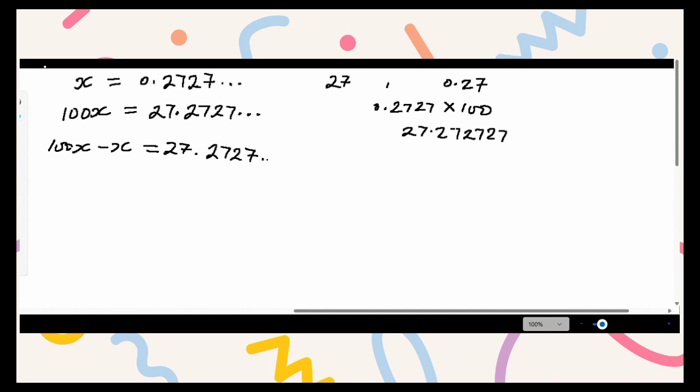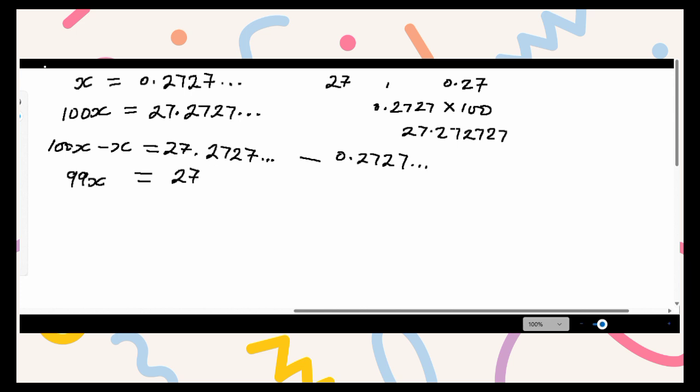27.2727 repeating. Okay, then minus the x, which is 0.2727 repeating. Now 100x minus x is going to give us 99x. And the 27.2727 minus 0.2727 is going to give us 27.